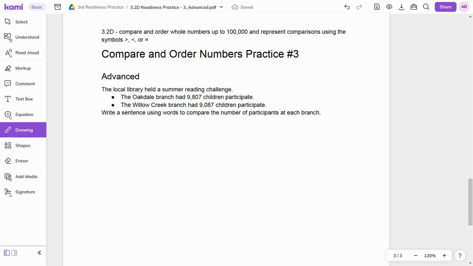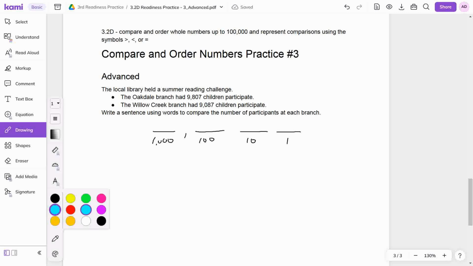Now, for our third practice problem, we are comparing two numbers. It looks like they are both in the 10,000s, and we need to write a sentence using words. Okay, so first let's draw a place value chart so we can at least compare them. So I've got my thousands place, my hundreds place, my tens place, and my ones place.